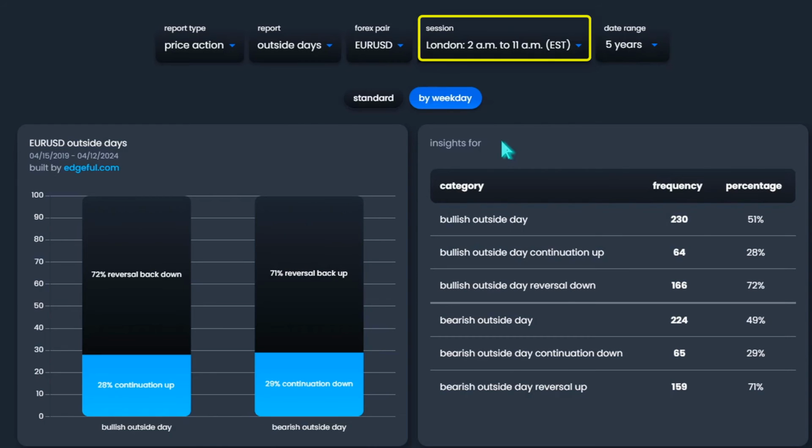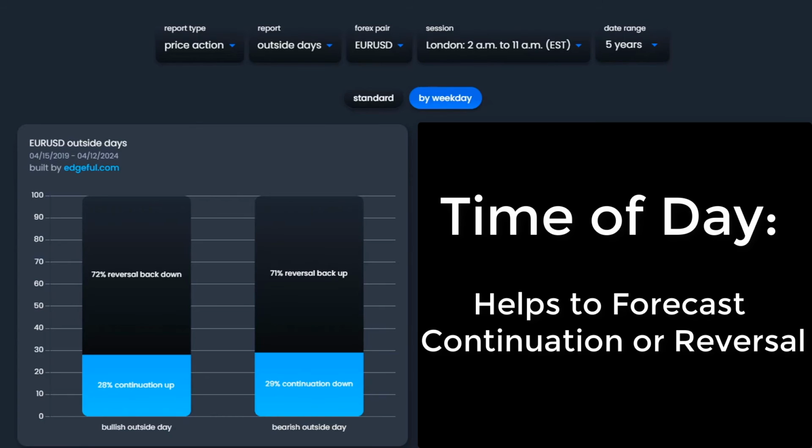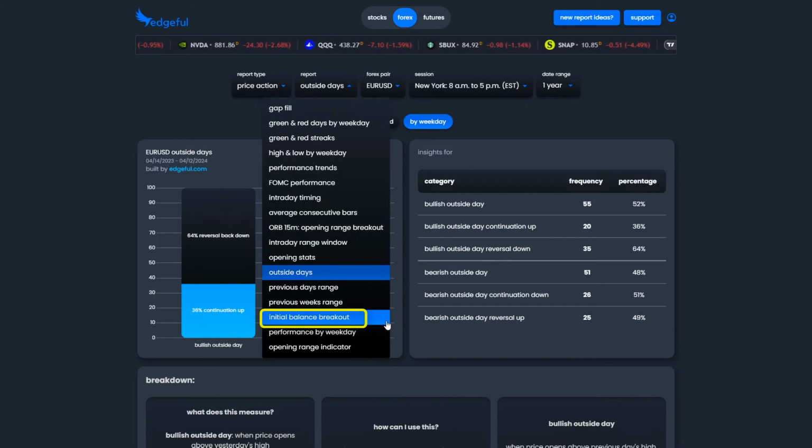Compare that to the London session. 3 out of 4 times, the London Open is a misdirection, and you should have the opposite bias. This is another example. Without Edgeful, I never would have known this, but now I can implement it into my trading. We can look at the numbers from a different angle with the initial balance breakout report.